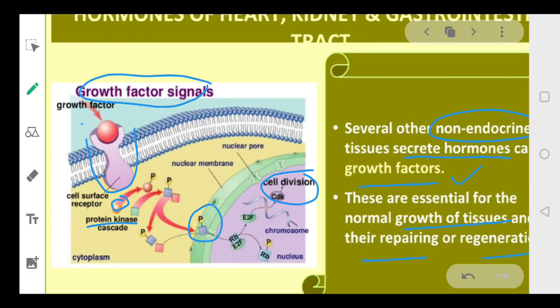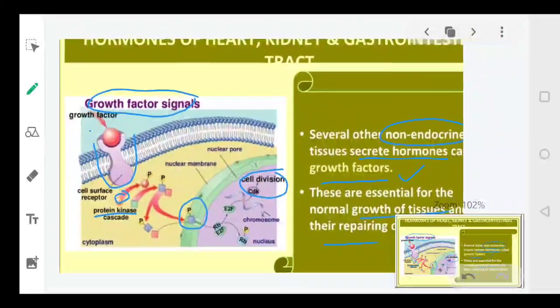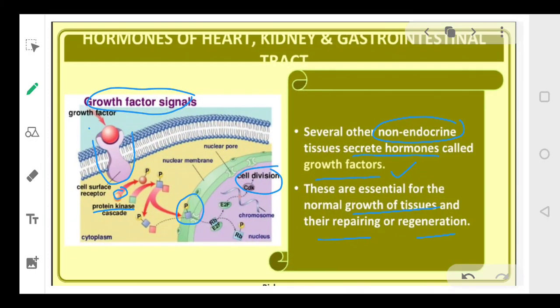So growth factors, they are very very important. They ultimately bring about the cell division. Okay, they ultimately make a cell to divide. So they initiate the process of cell division in a particular cell.